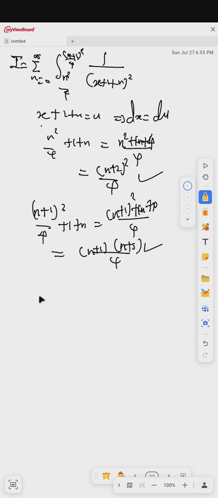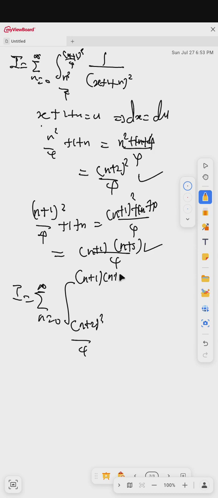So moving on, we are going to have I equal summation of n from 0 to infinity, of the integral. So instead of writing n squared over 4, we'll be writing (n plus 2) raised to the power of 2 over 4. Then for the upper limit, instead of writing (n plus 1) raised to the power of 2 over 4, we're going to have (n plus 1) multiplied by (n plus 5), then everything over 4. Then instead of writing x plus 1 plus n, we'll have u, so that'll be 1 over u raised to the power of 2 du.